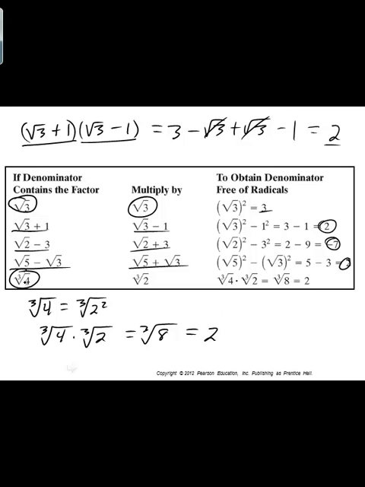So if you had cube root of 4 in the denominator, then just multiply top and bottom of the fraction by cube root of 2, and you'll have rationalized the denominator.